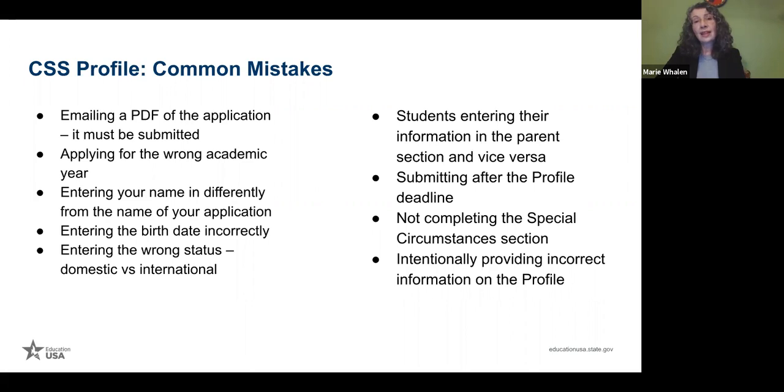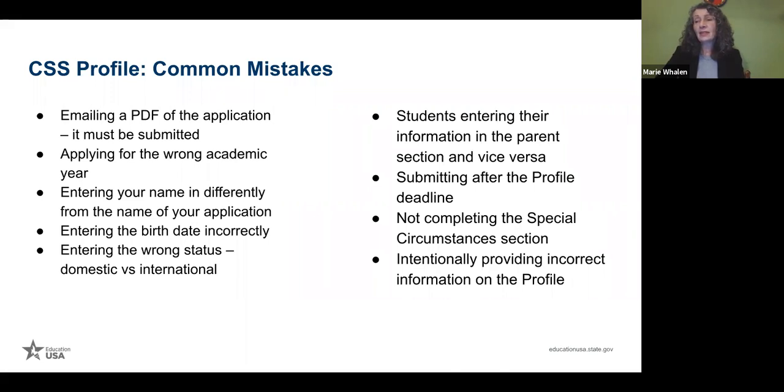Ideally, you will use the same name on all of your documents that you use on your passport, which is also the name that would be used on your Form I-20 to obtain a visa. But the key thing is to make sure that there is consistency among the names on the applications.